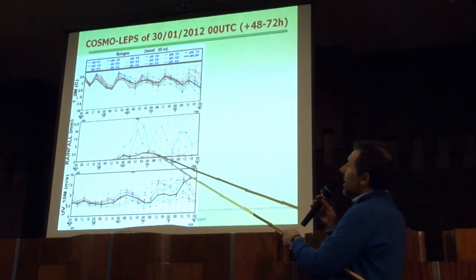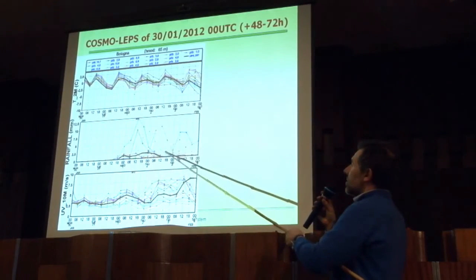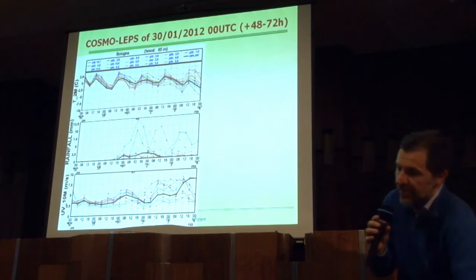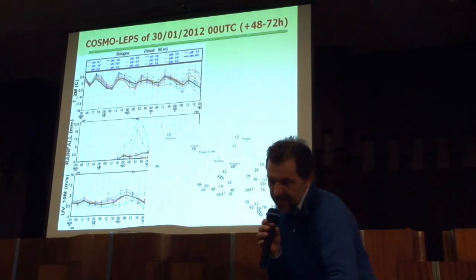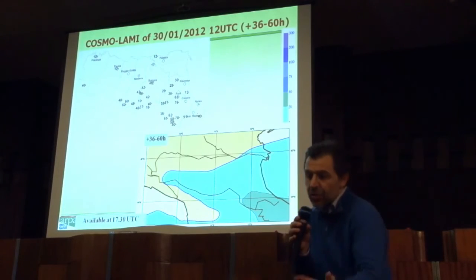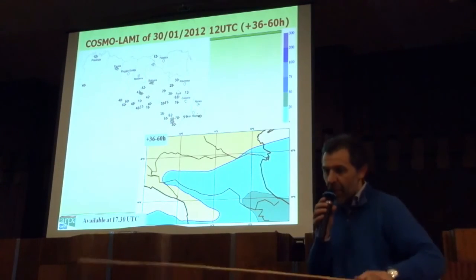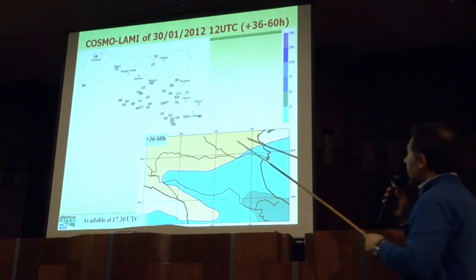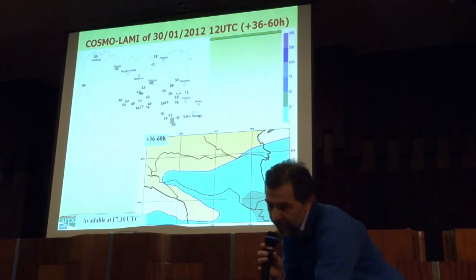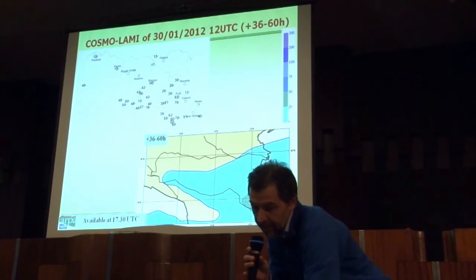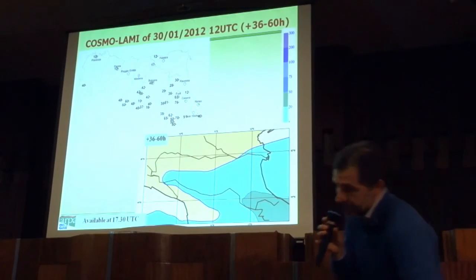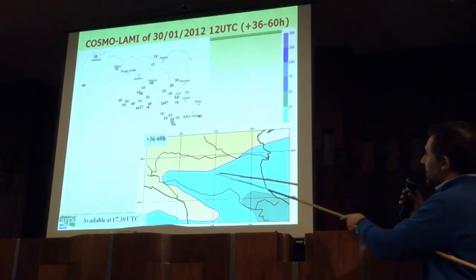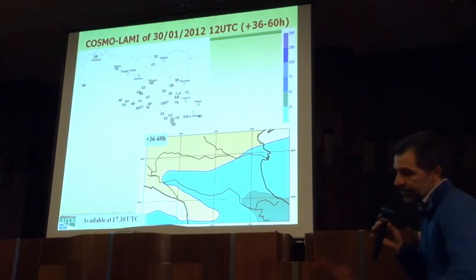There were many members in agreement with the deterministic run, some members already highlighting the possibility of heavy precipitation 3 days before, 12 hours, and this is what happened. This is the new run of Cosmo, 12 hours later, starting the 30th of January, 12Z, so 30 to 60 forecast range. This is the run before, which is very similar, almost identical, and which again goes for some precipitation over the southeastern tip and some light precipitation over the central part.